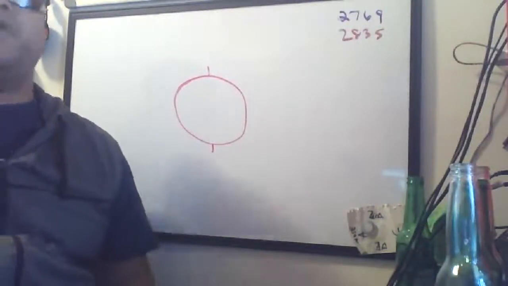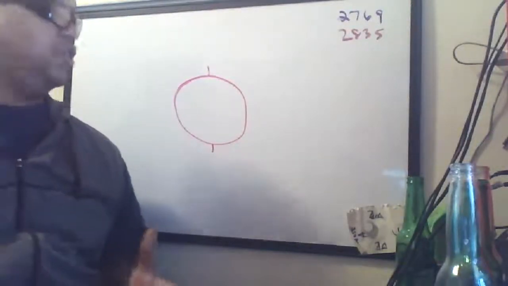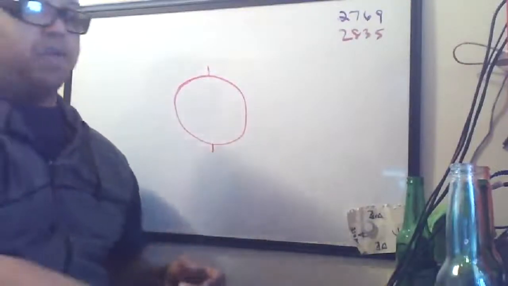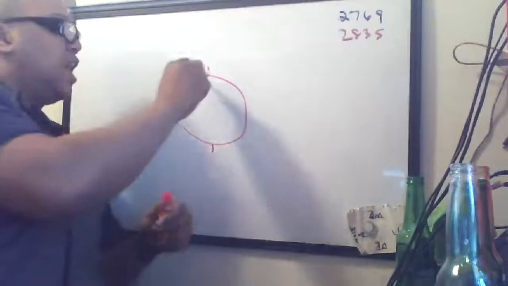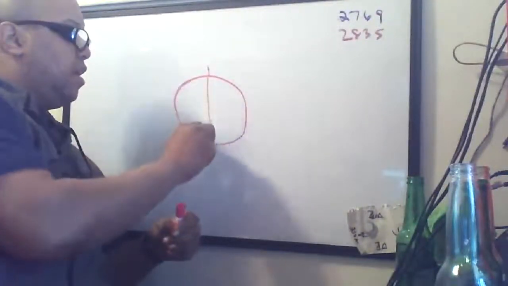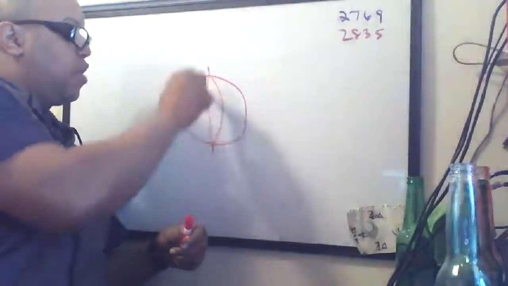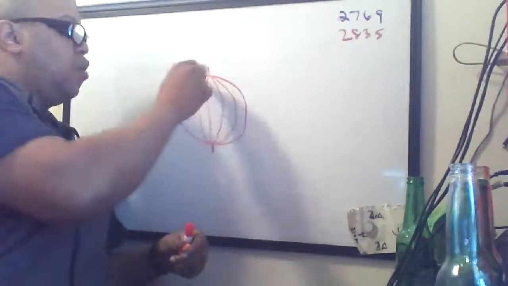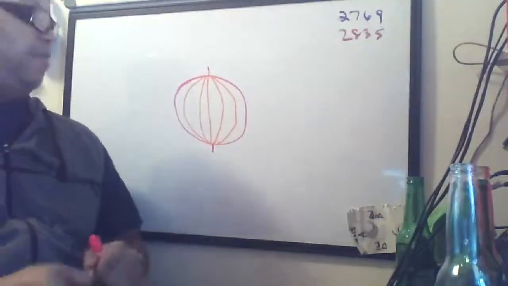There you go. Okay. So those vertical lines are lines of longitude, and they all go to the North and the South Pole. So the lines would run kind of like this. If you were looking directly over, then they would kind of curve like this because our globe is circular.